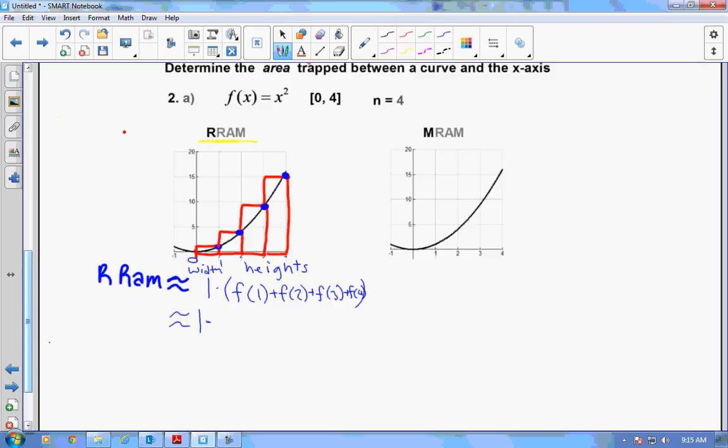Okay, f of 1 just means we plug in 1 here. What is 1 squared? Just 1. Plus, what is 2 squared? 4. What is 3 squared? 9. 4 squared. Okay, and if we add those up and times by 1, we have an approximation, and it should be an over approximation because all of our rectangles go too high. So let's see, 1 plus 9 is 10, plus 20, approximately 30 units squared.